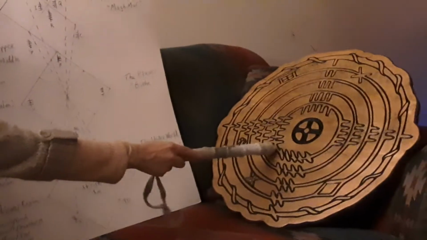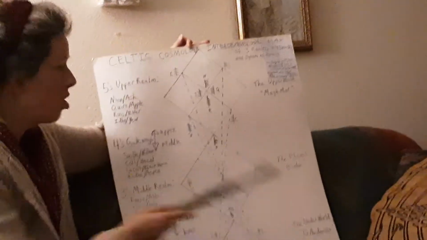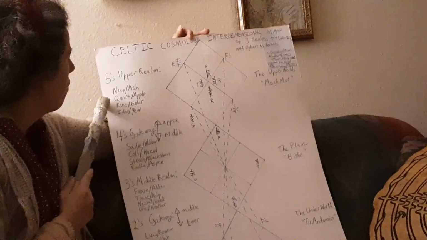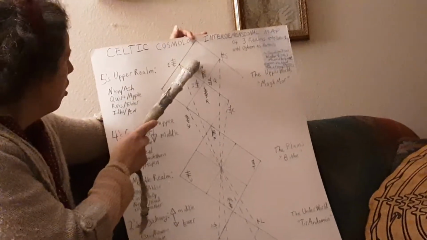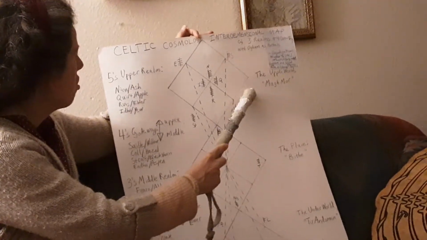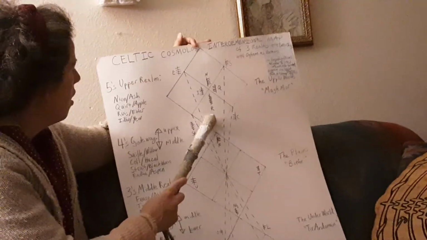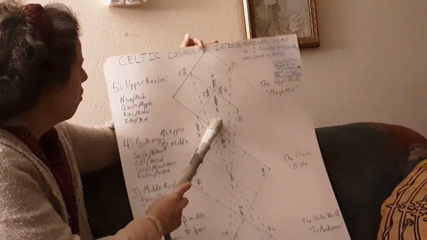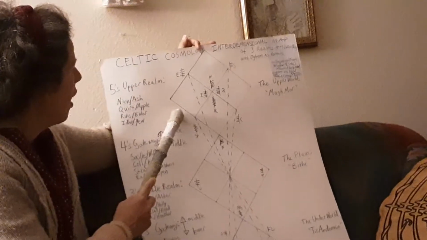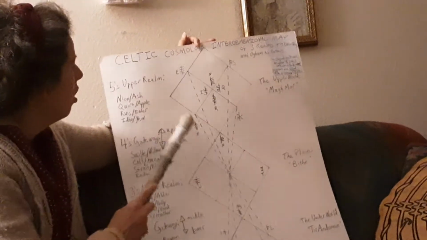Now moving on to the 5, the center innermost ring, which is actually in this map system, the upper realm. Starting in the north, we have Nuin for ash, and the east is Q for quert, and the south is R for Ruis, elder, and then in the west, Idho, which is U.